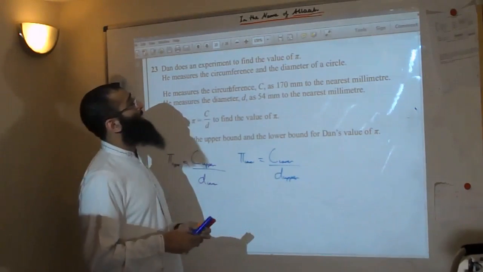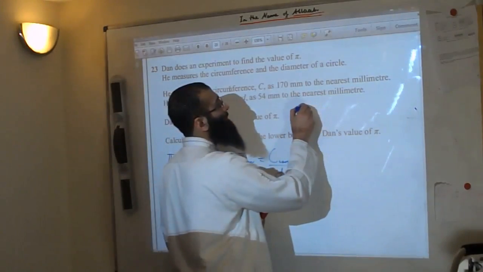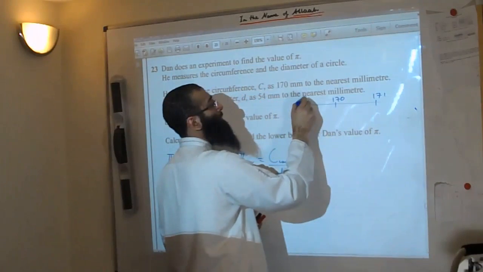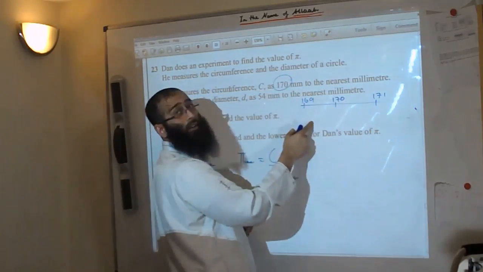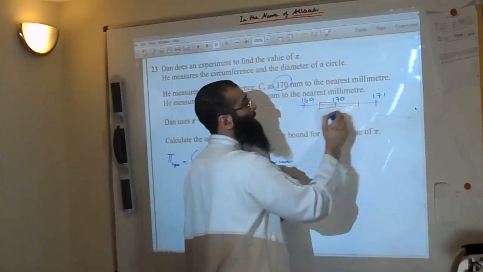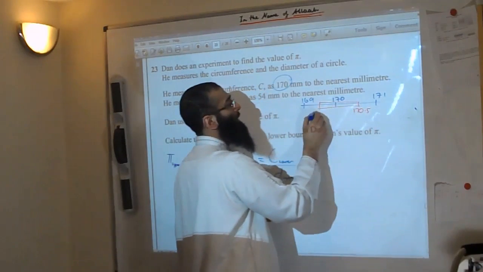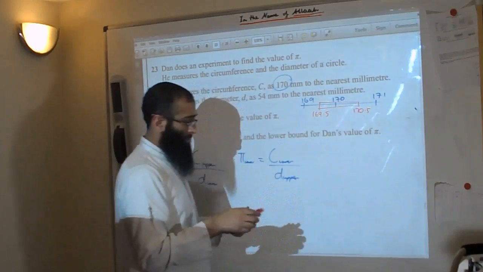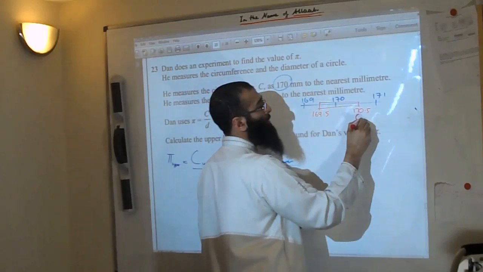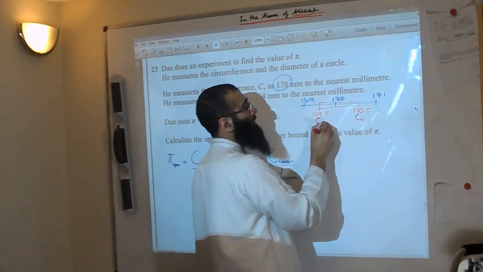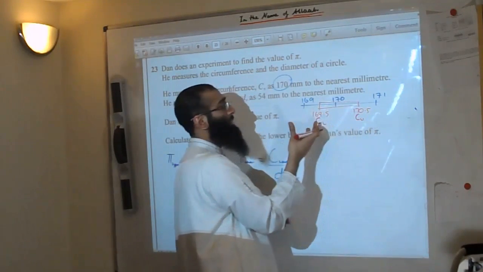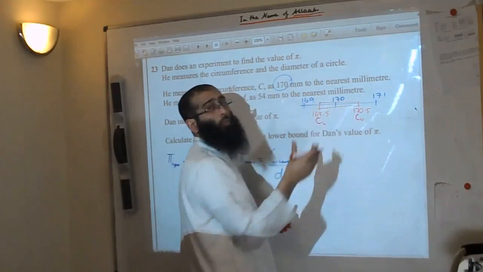Okay, alright. So let's look at 170 to the nearest millimeter. That means it's half a millimeter out each way. So that's 170.5 or 169.5. So what we have here is the C value. This is the C value upper and this is the C value lower. That's the maximum the C value could have been, and that's the minimum C value could have been in order for it to be rounded to 170.